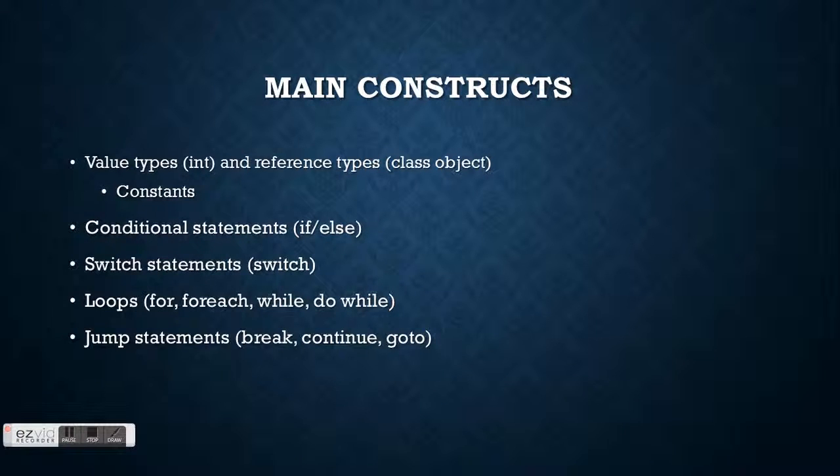C# supports most of the main constructs that you're used to from other programming languages. The most obvious of these is that it supports both value and reference types, including constants. It also supports conditional statements, switch statements, all types of loops, and jump statements.